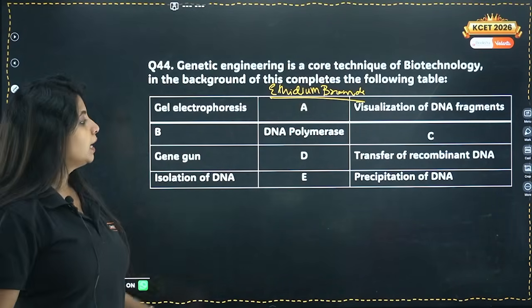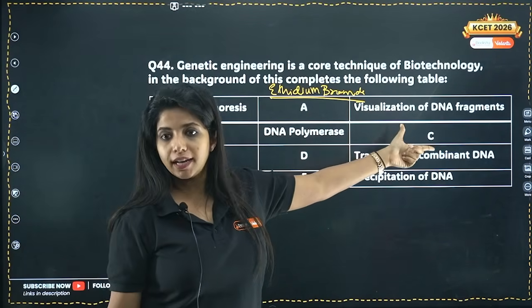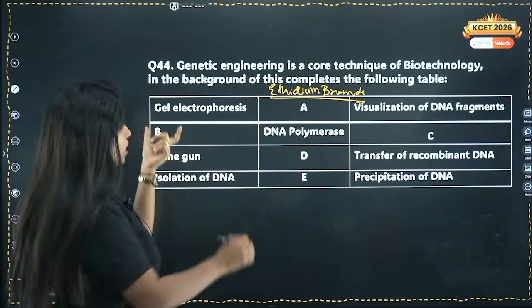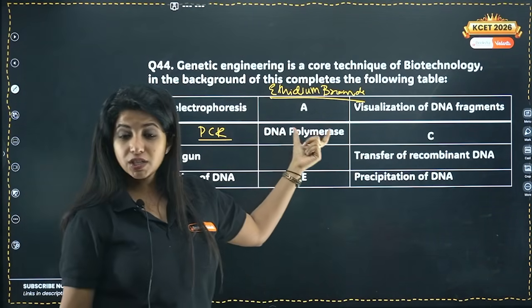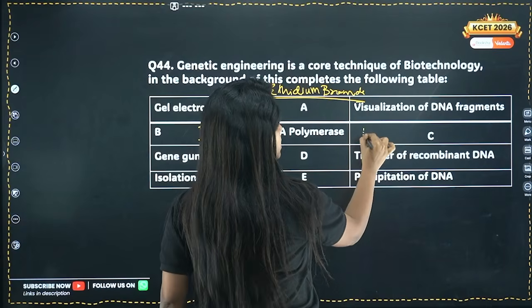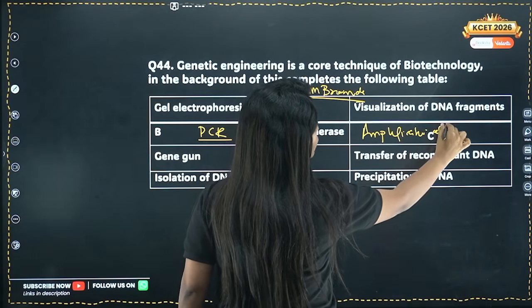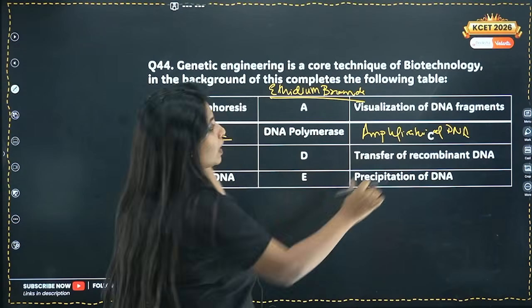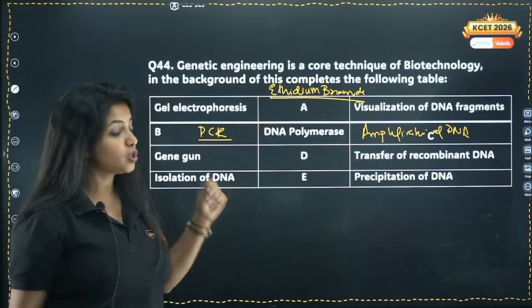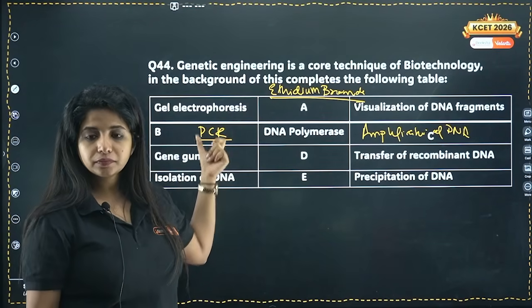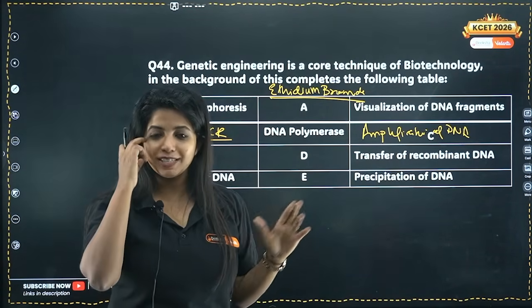Okay, the bands. Now, a dash process is done using DNA polymerase, and then you get dash. What is the name of the process? PCR, polymerase chain reaction. You use DNA polymerase for what? Using PCR, you amplify. Amplification of the DNA. So if you see the first one, you get to understand what is being asked: the process, what is being used, what is being seen. So the gene gun method, and what do you use for that? And transfer of recombinant DNA is basically happening.